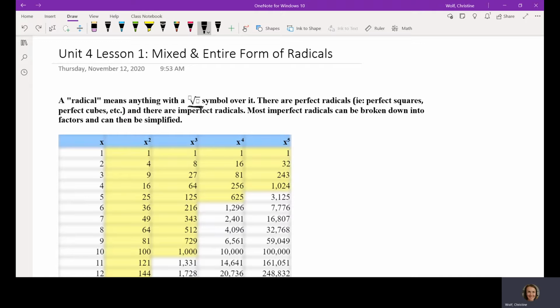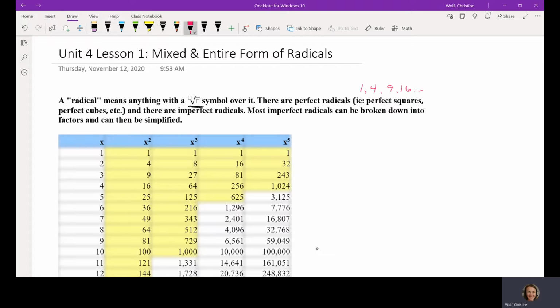There are perfect radicals, for example, perfect squares. Perfect squares would be like what we've talked about: 1, 4, 9, 16, etc. Then of course there are perfect cubes. If we were looking at the poster in my room, the first perfect cube would be 8 because that's 2 times 2 times 2. The next one would be 27 because that's 3 times 3 times 3.